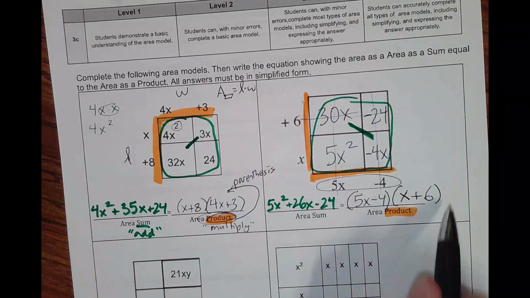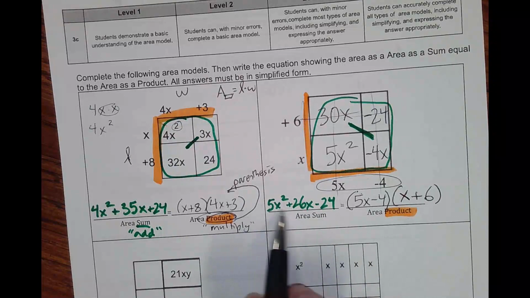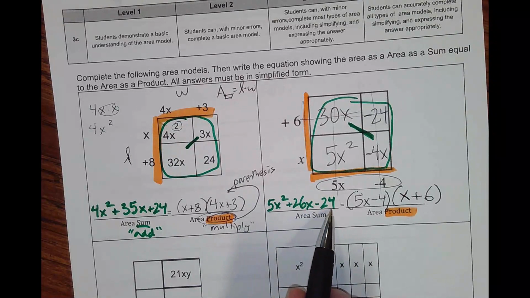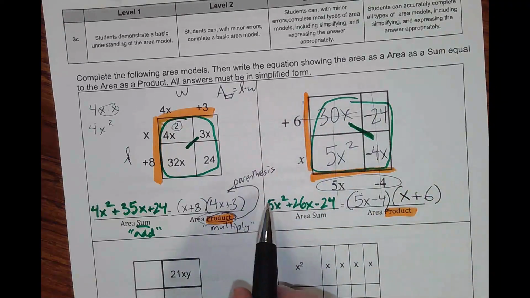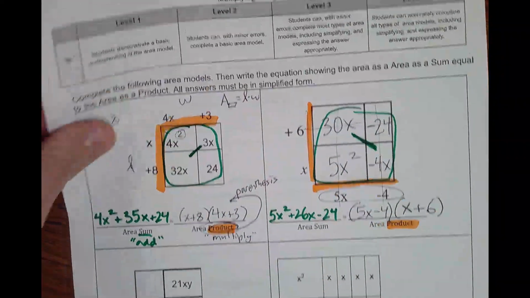And when you actually multiply that, you get the sum. 5x squared plus 26x minus 24. We multiplied to be able to get the sum. All right, that was the correct answer.